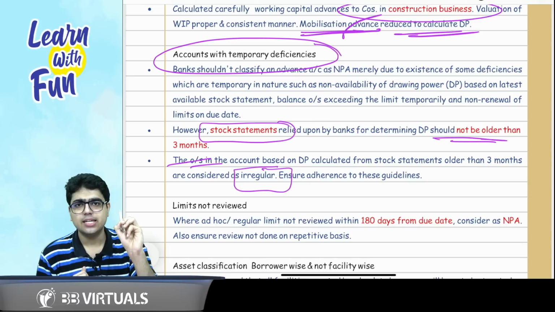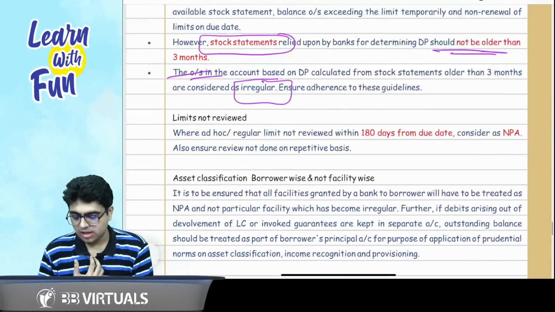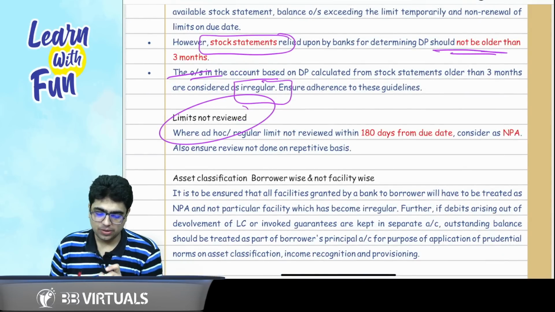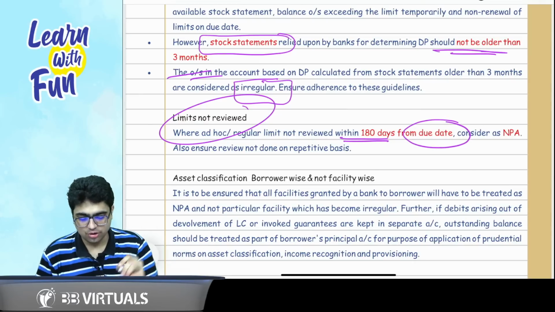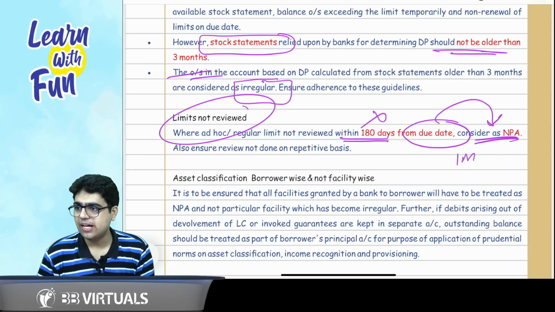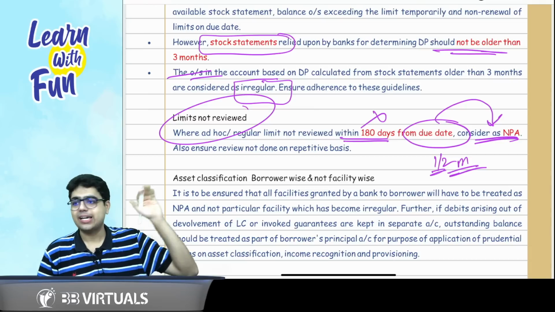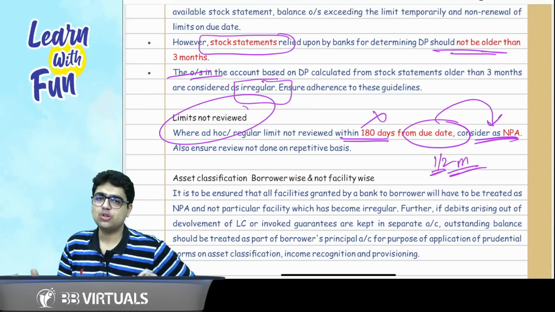Got it. See, the number of times you revise, the number of times you go through these topics, the more comfortable you get with them. Now, sir, do the limits need to be reviewed every 180 days? Yes. They need to be reviewed within 180 days from the due date. If they are not reviewed within 180 days, account will be classified as NPA. Again, a 1 or 2 marker question, not half marker. A 1 or 2 marker question can be easily framed. A case study type of question can be framed. If the limits are not reviewed within 180 days, what will you do?